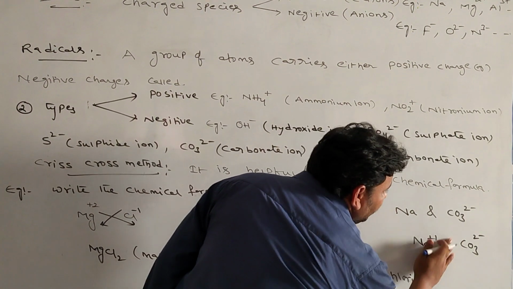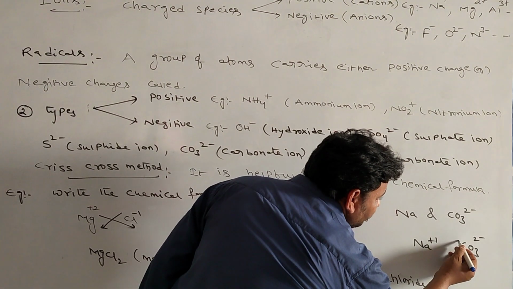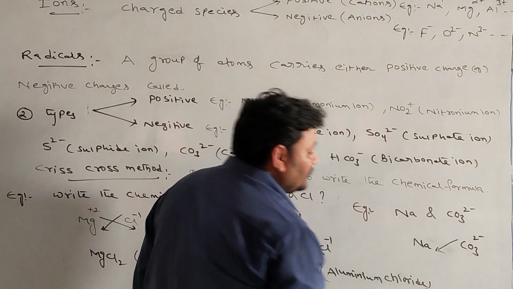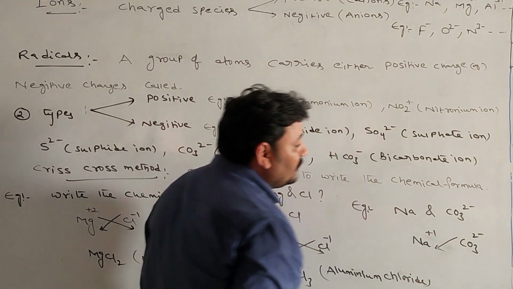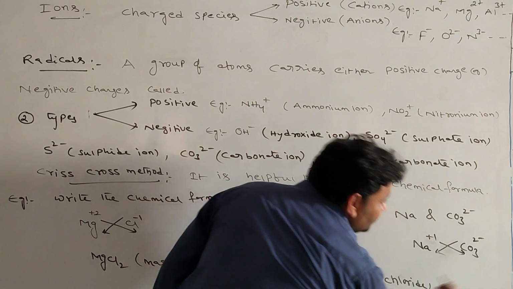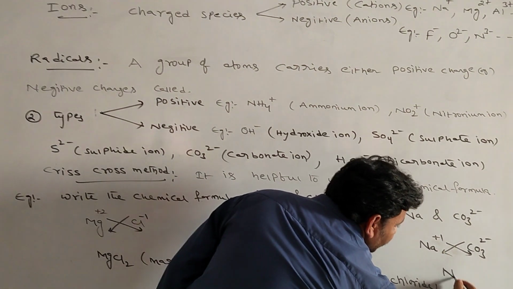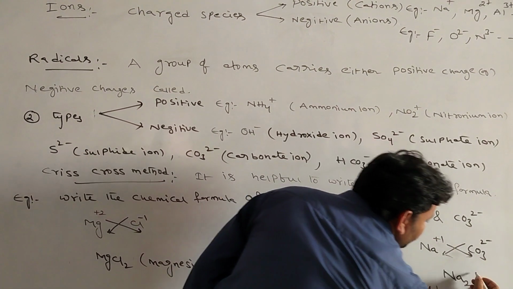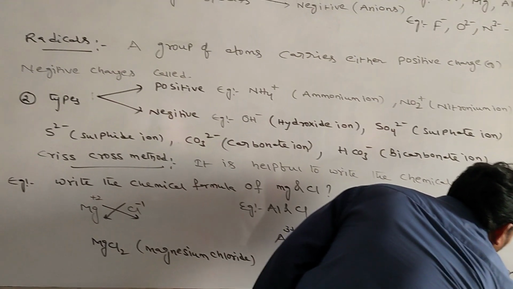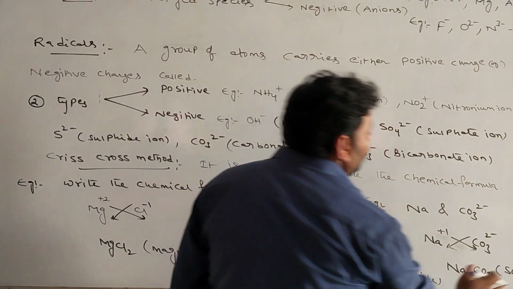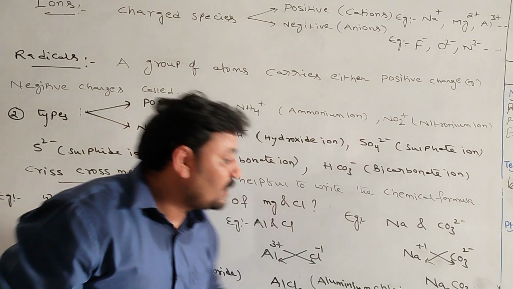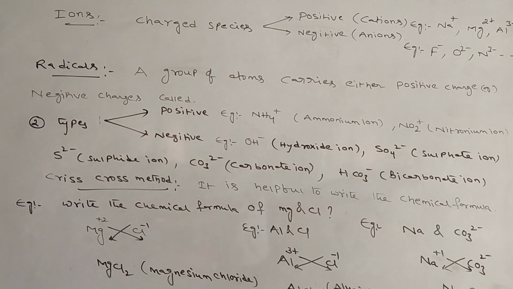Plus 1. Then you have to apply the crisscross method. What is the charge of carbonate? 2 minus. And here plus 1. Now valence of carbonate is 2. 2 into Na, and here 1 into CO3. 2 into Na, Na2, and 1 into CO3. This is Na2CO3. This is called sodium carbonate. This is also called washing soda.